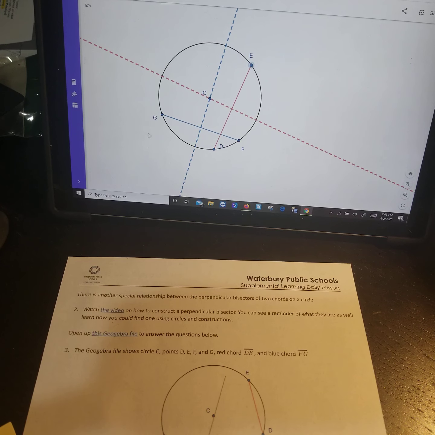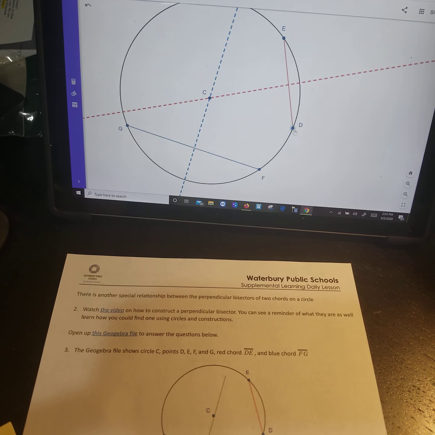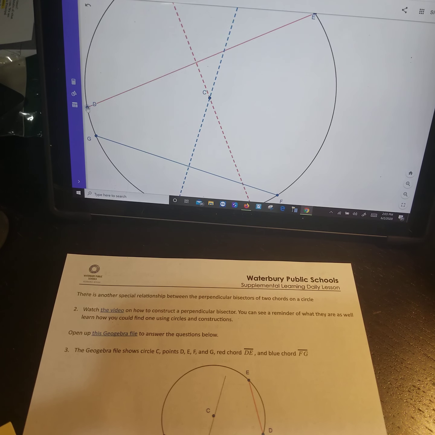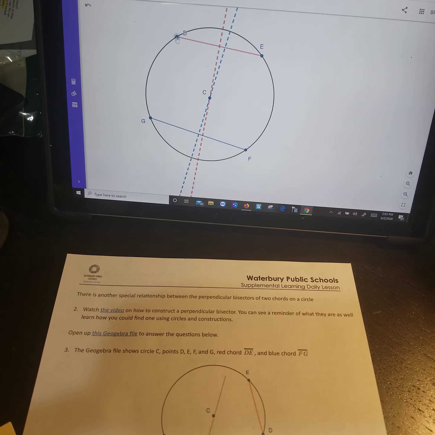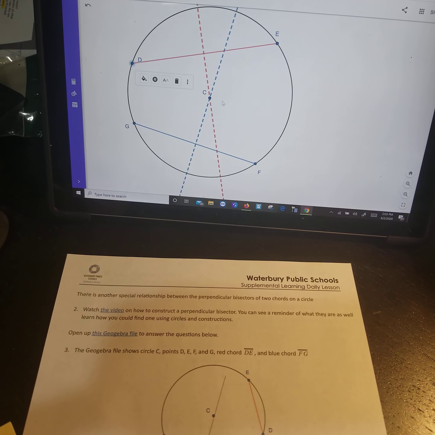And it doesn't matter where this is. Take a look. I can make this circle huge. Notice how it's still passing through the center, even if I flip it to the other side. It still passes through center. The intersection is always the center of the circle with perpendicular bisectors of any chords.